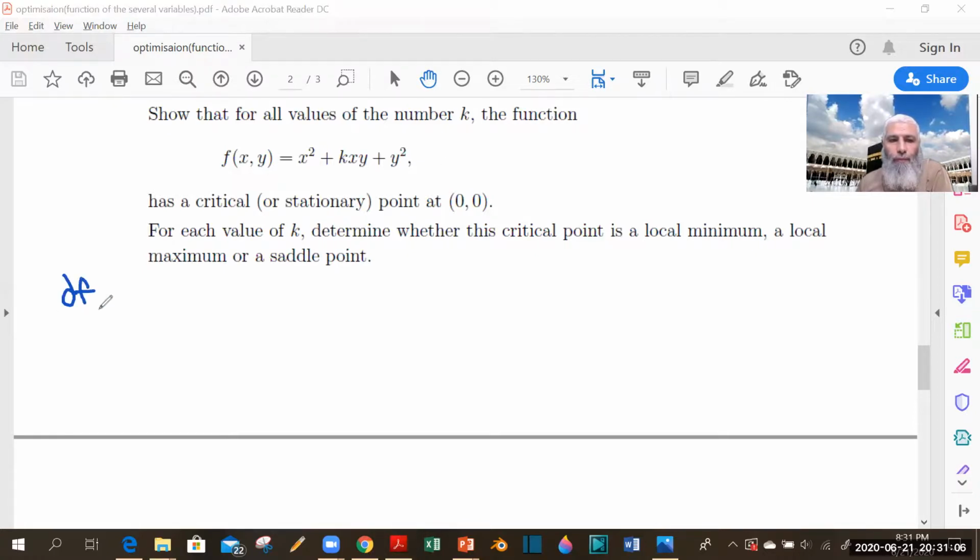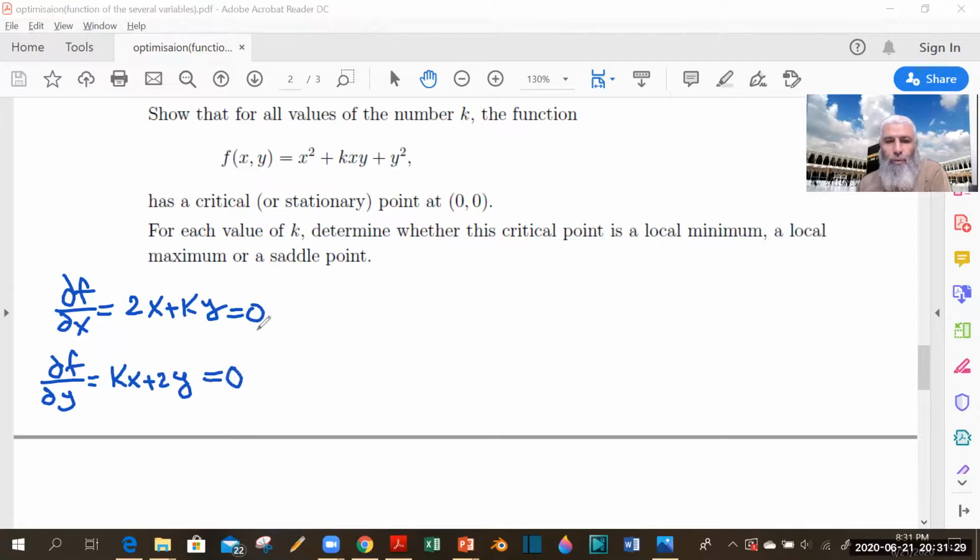df/dx is what? It says 2x plus ky, and df/dy is kx plus 2y. And we will equal this to 0, and we will equal this to 0. Our critical point is 0, 0, right? Yes. Critical point 0, 0.